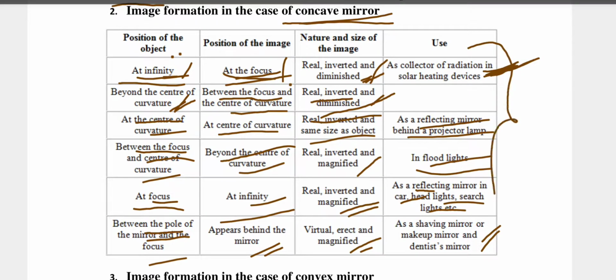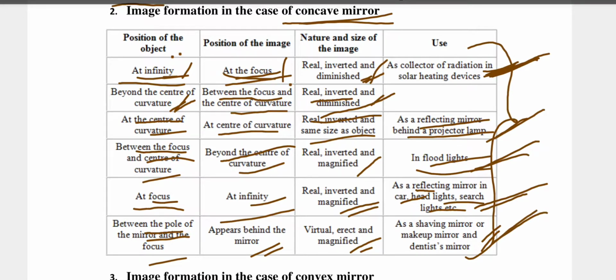The uses were all explained in the previous sessions, so once again I am explaining here. The uses of concave mirrors: mainly we use them in solar furnaces, reflecting mirrors and floodlights, in reflecting mirrors in the case of car headlights, and in shaving mirrors and dentist mirrors.